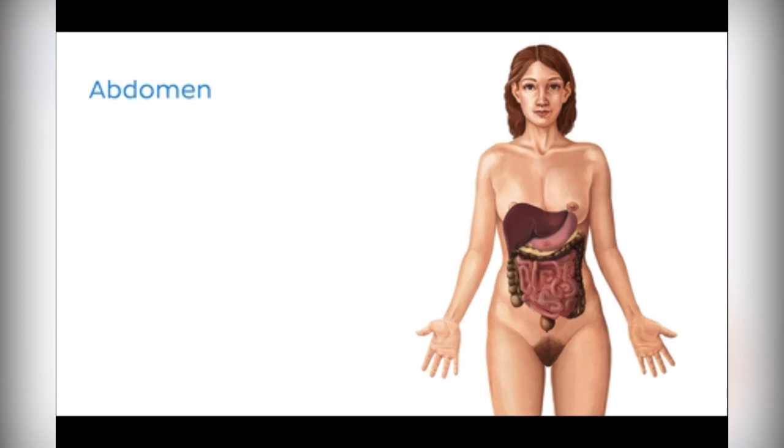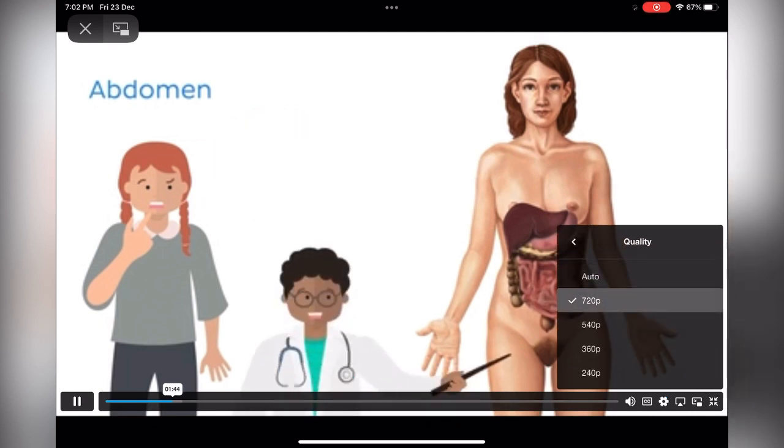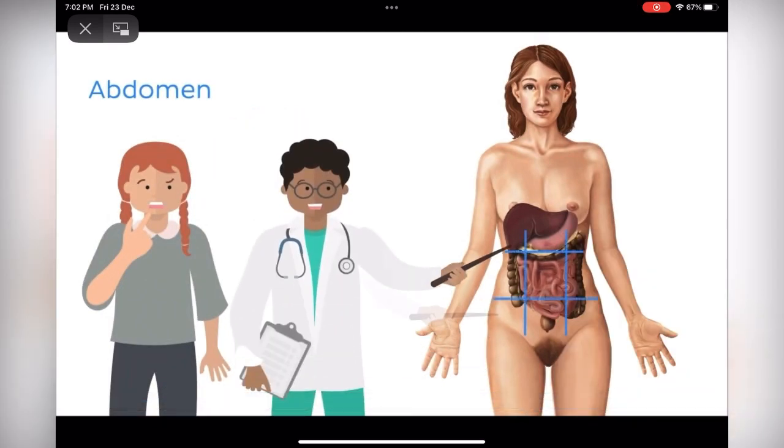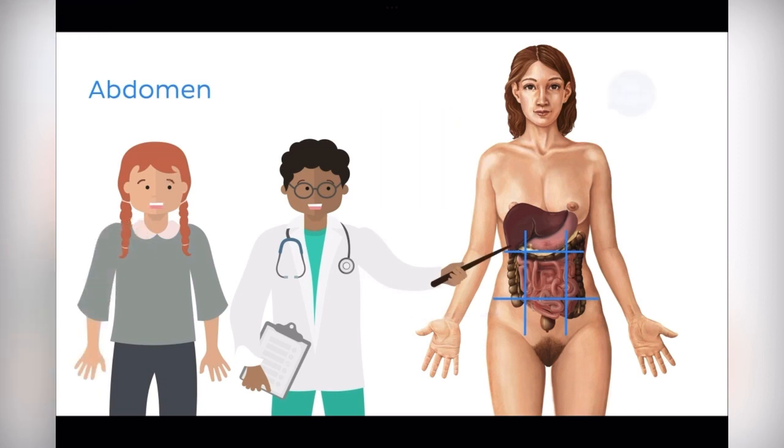I'm sure you know where some of these organs lie, but it would be helpful to have a method to accurately localize each structure. Clinicians and anatomists divide the abdomen into smaller regions in order to effectively communicate the location of structures and to identify the location of any injuries and pathologies that may occur in each area.